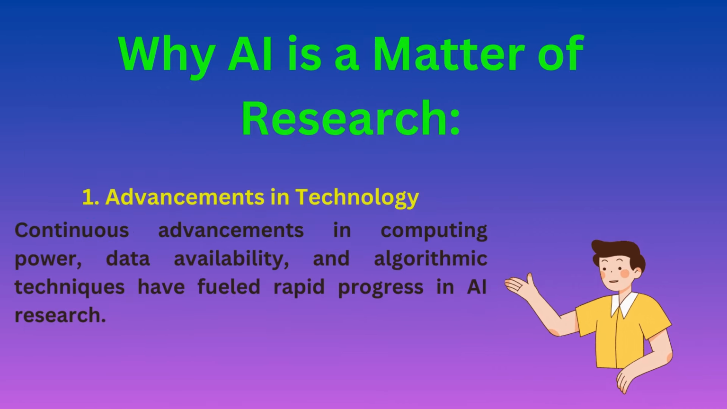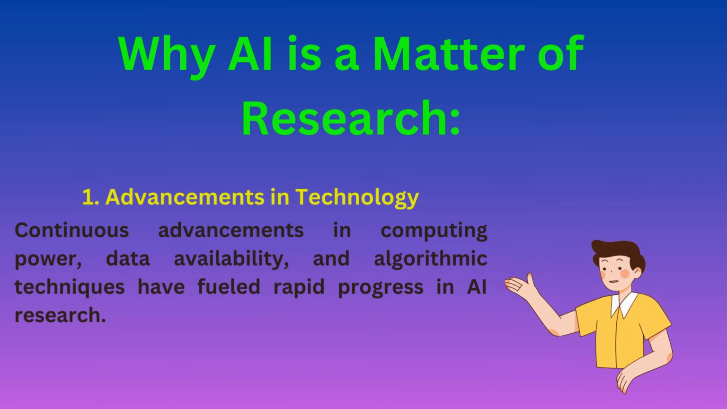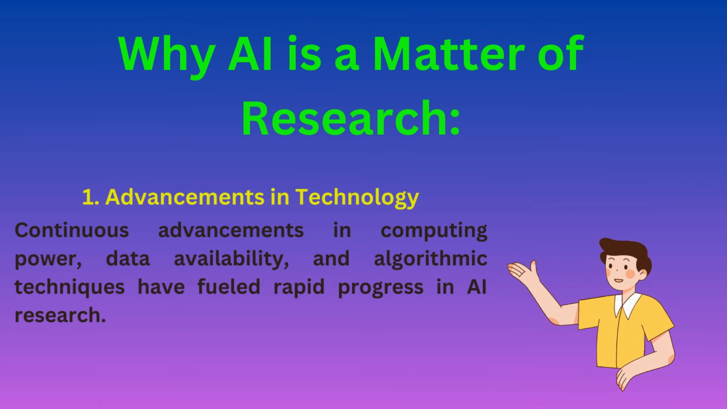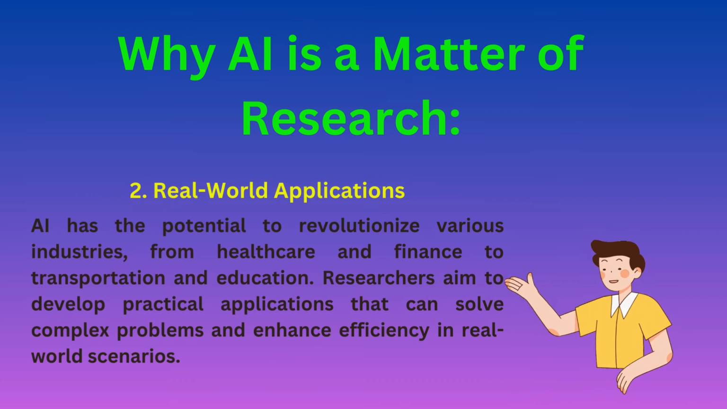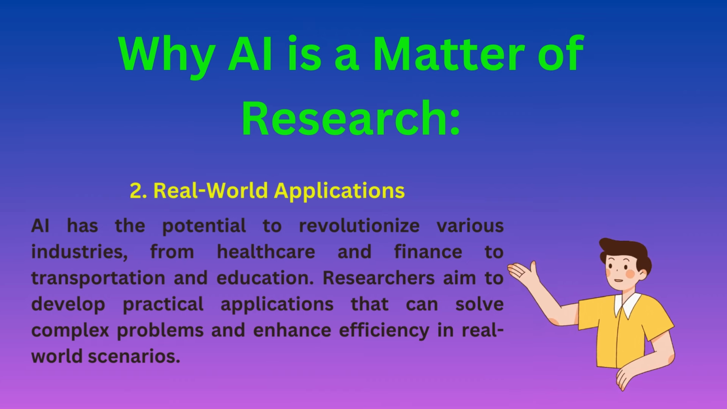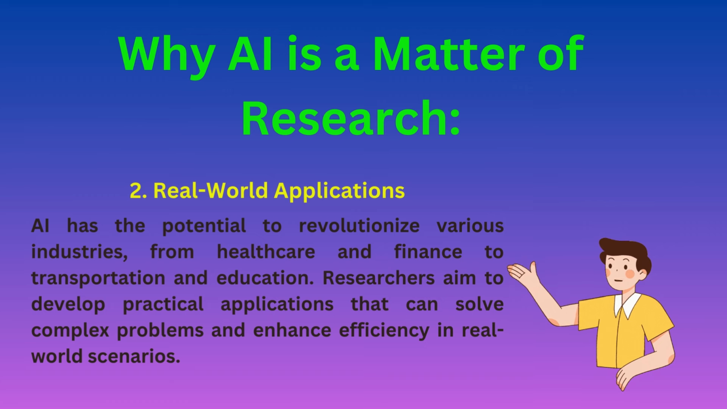Why artificial intelligence is a matter of research? First, advancements in technology. Continuous advancements in computing power, data availability, and algorithmic techniques have fueled rapid progress in AI research. Second, real-world applications. AI has the potential to revolutionize various industries, from healthcare and finance to transportation and education. Researchers aim to develop practical applications that can solve complex problems and enhance efficiency in real-world scenarios.